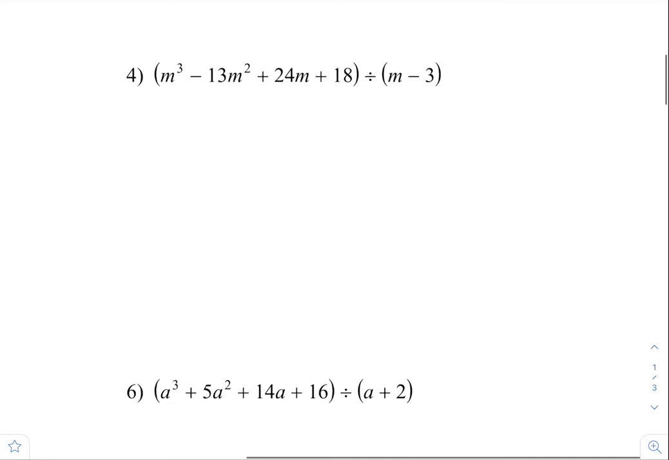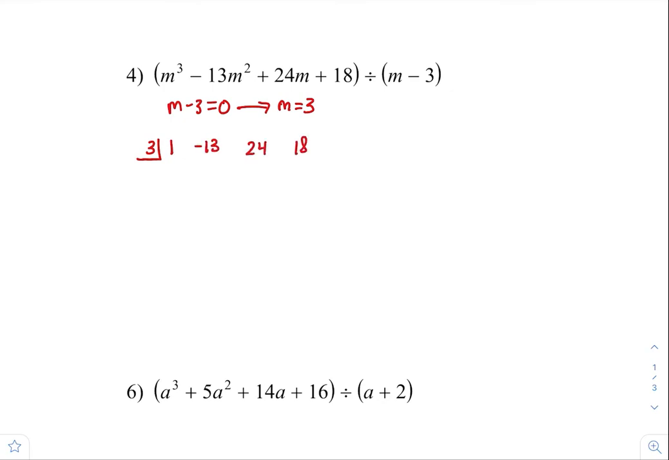Number 4. Set that equal to 0. Add 3 to both sides, which is going to give you m is equal to 3. So 3 is the number we go in the division box. And then we write down the coefficients, right? 1, negative 13, 24, and 18.